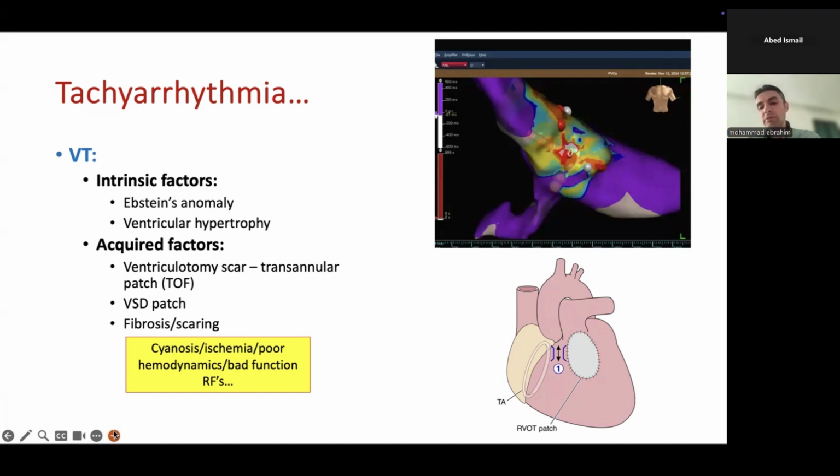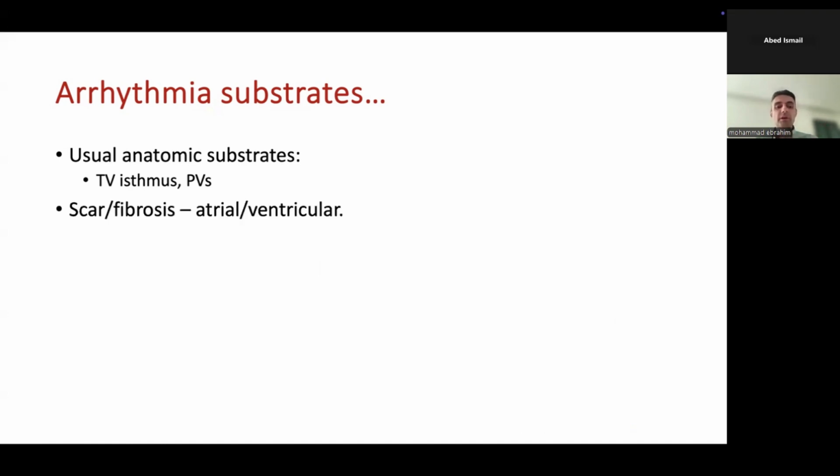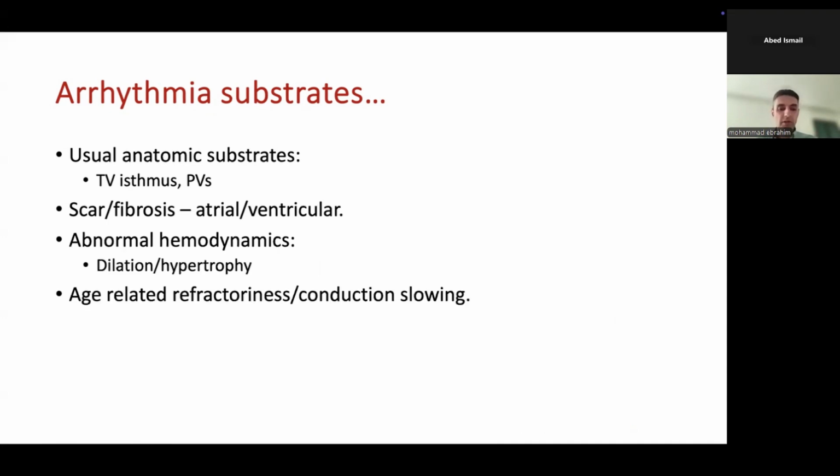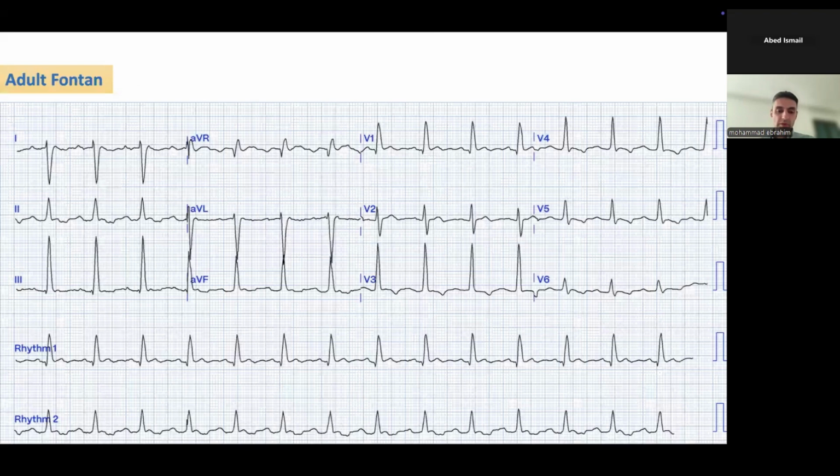This is a Fontan patient with abnormal hemodynamics, cyanosis, and decreased function, who was having VT located just inferior to the outflow tract. So in such patients, arrhythmia substrates are similar to any other patients. For example, they have the usual anatomic substrates, like tricuspid valve isthmuses and pulmonary veins, but they also have multiple scar and fibrosis, whether in the atria or ventricle. They have abnormal hemodynamics resulting in dilation and hypertrophy. They have conduction slowing. They have chronic bradycardia, predisposing them to tachycardia.